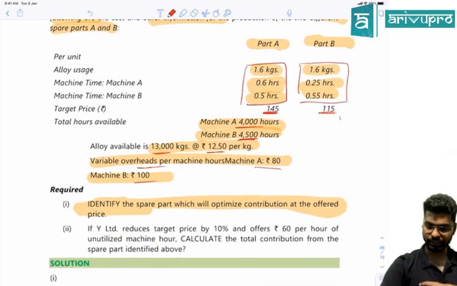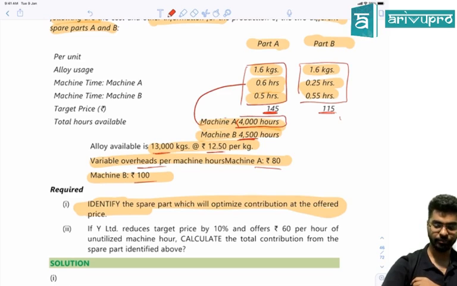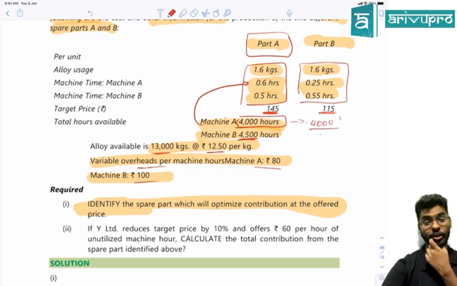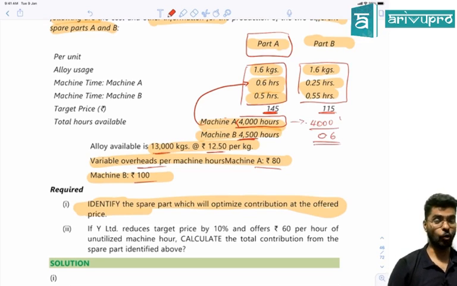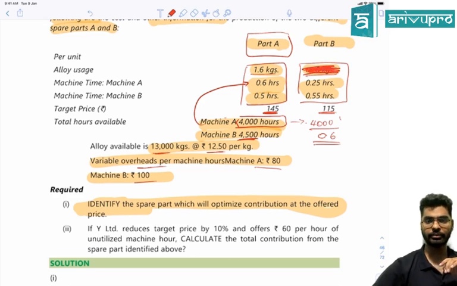See this machine A, you have 4000 hours. If you are trying to produce only part A, how many products can you produce? Can I say 4000 hours divided by 0.6? Guys, I want you to understand what I'm doing. I can only try producing one, so I'll try seeing how many maximum units can I produce. See, both are going to be taking 1.6, 1.6. So material, I know, not a problem. I am only concerned about my labor hours or the machine hours.